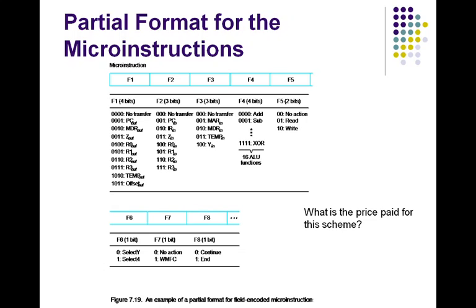Now, grouping the control signals into fields requires a little more hardware, because a decoding circuit must be used to decode the bit patterns of each field into the individual control signals. The cost of this additional hardware is more than offset by the reduced number of bits in each microinstruction, which will result in a smaller control store.